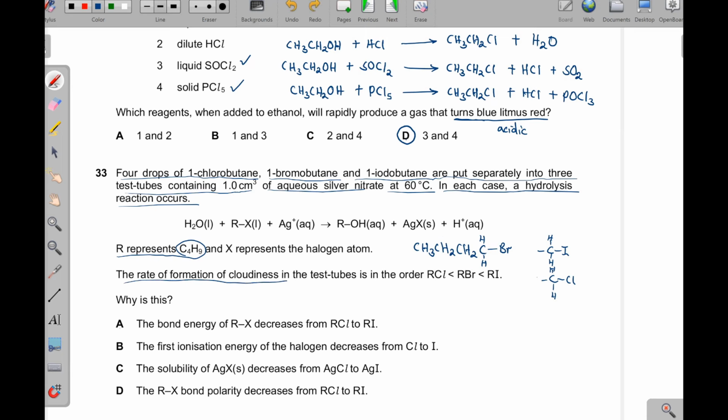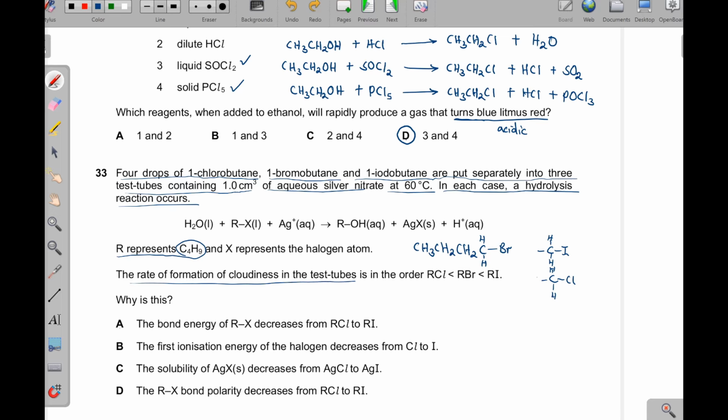The rate of formation of the cloudiness in the test tubes is in this order here. Now the cloudiness is going to be this one here. This is silver, so something is going to be broken off here. You will get silver bromide, which is a cream precipitate. So it will form that cloud, okay, with cream color. And then this one here, iodine, together with the silver, you get a yellow precipitate. And then chlorine, together with the silver, you get a white precipitate. You get that?